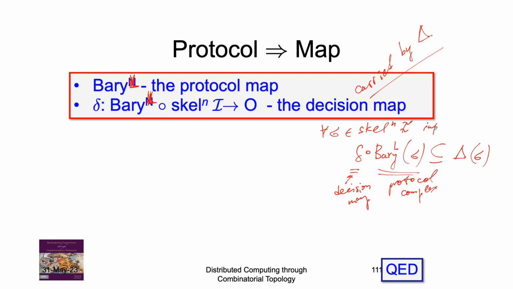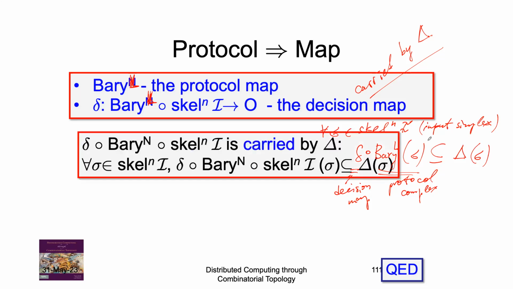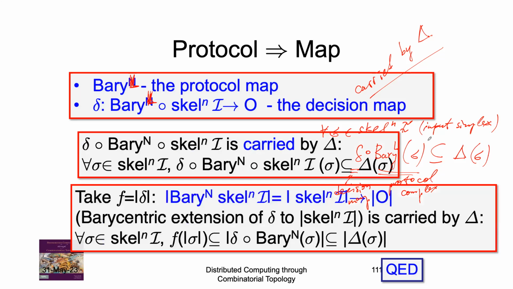This is my input sequence. So whatever I produce should respect the task specification. I keep repeating what I already have on the slide. So this is what it's carried by delta, and we take F as the simplicial extension or the continuous extension of delta. So this is how we define it. It's defined on this to this. And let me remove all this noise which I have here, just to make sure we don't confuse ourselves.